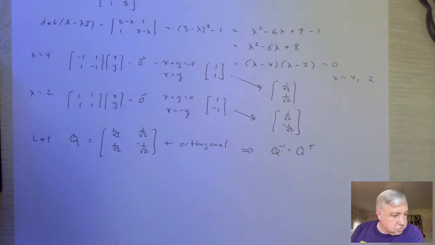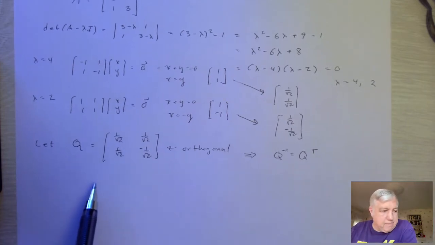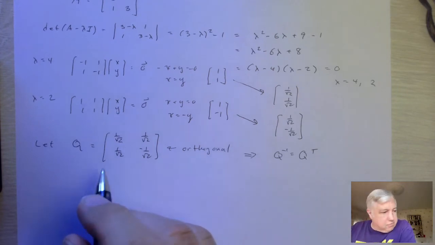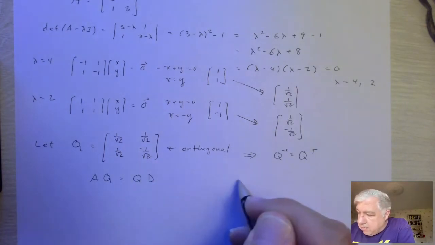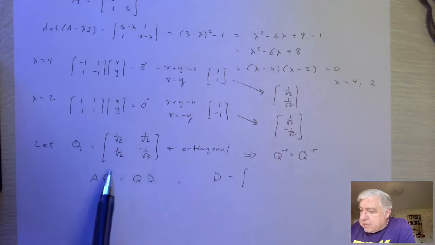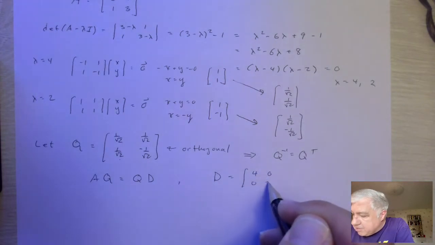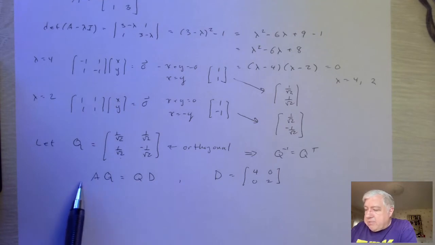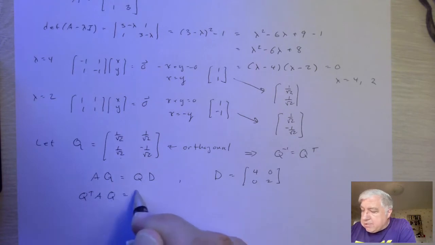Just as before, if this was just P, we would write AP equals PD, where D is a diagonal matrix. But in this case, we get that AQ is equal to Q times D, where D, since the first column is an eigenvector for 4 and the second is an eigenvector for 2, is 4, 0, 0, 2. Then multiplying by Q transpose on the left on both sides, we get Q transpose AQ equals Q transpose Q D, which is just D.